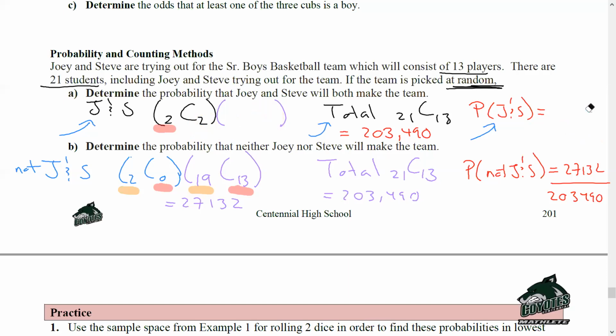So what I screwed up was right here. If there's two people, Joey and Steve, that are making the team, that means there's still 19 people left for me to put on the team, and I need 11 more. That's going to give me my 13 people on the team, and I've used all 21 people. So let's just go fix that. 19C11, this is going to give me 75,582. Now I can answer the question properly.